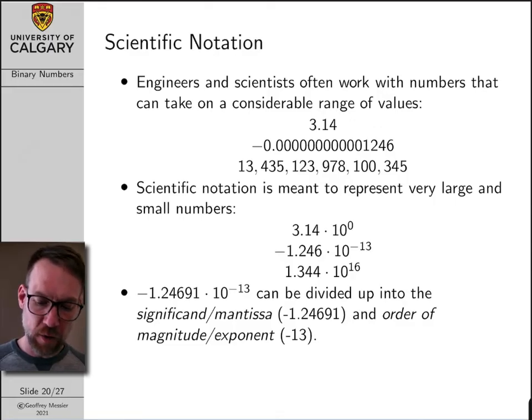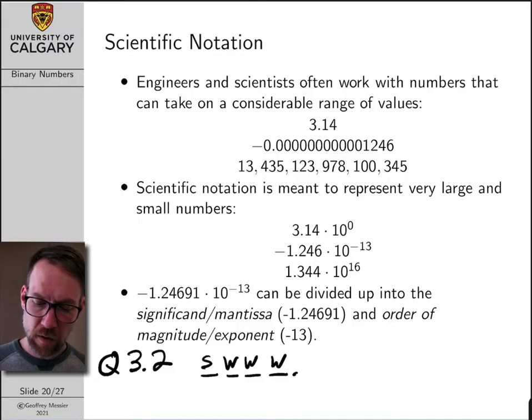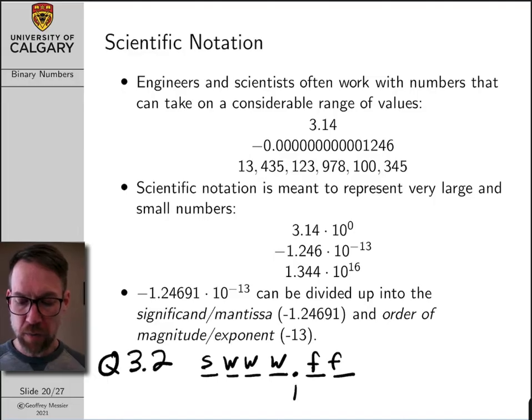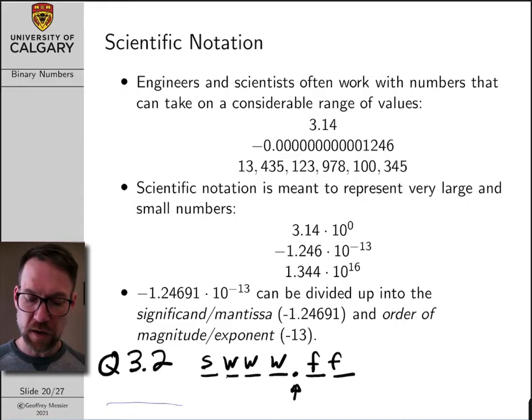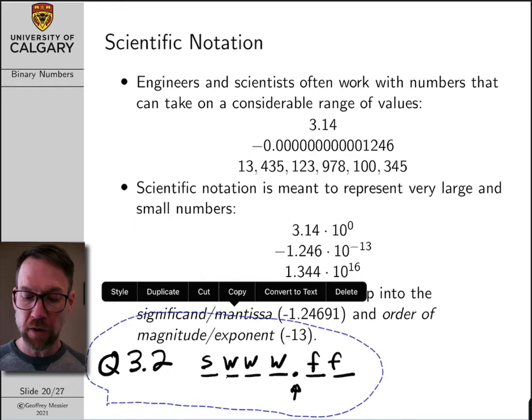So if we are working with, let's say, Q 3.2 numbers, we will have one sign bit, 3 integer bits, the binary point, and then 2 fractional bits. And the binary point is always there. So there's always 3 integer bits to the left and 2 fractional bits to the right. Floating point is named because we can imagine its binary point as floating around a little bit.